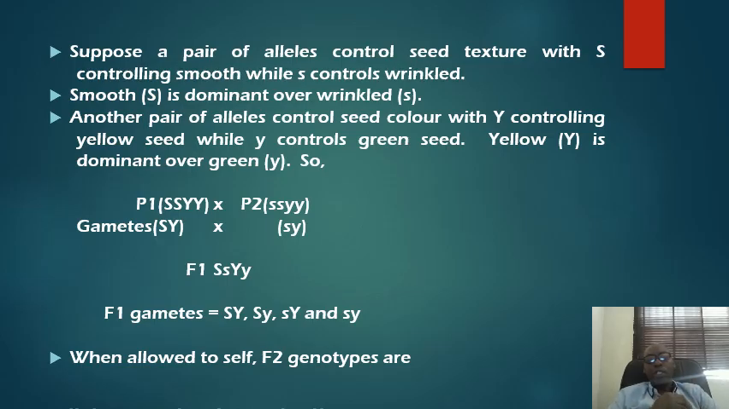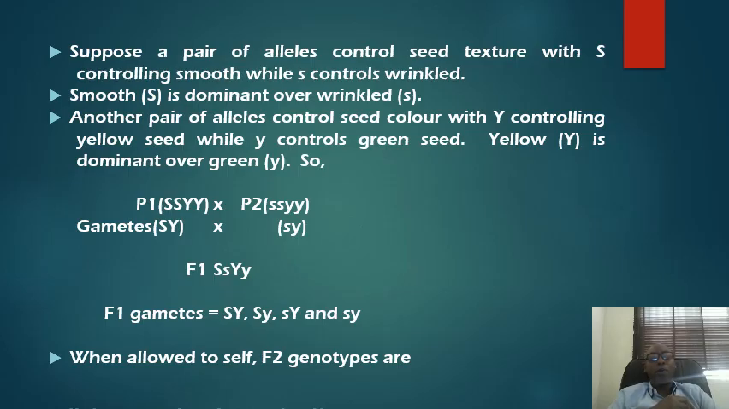Now, suppose a pair of alleles control seed texture, with capital S controlling smooth, while small s controls wrinkled, and smooth is dominant over wrinkled. Another pair of alleles controls seed color, with capital Y controlling yellow seed, while small y controls green seed. Yellow is dominant over green.